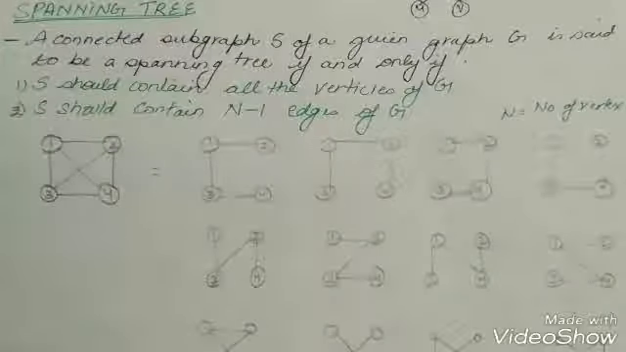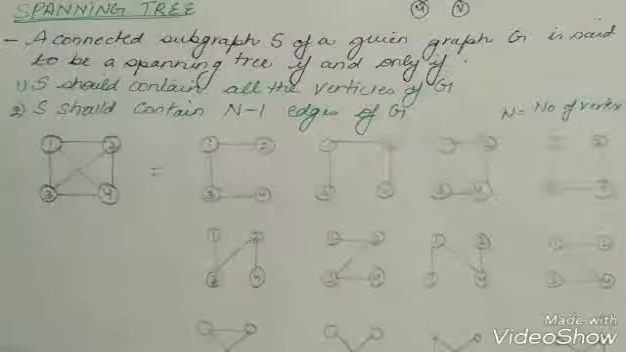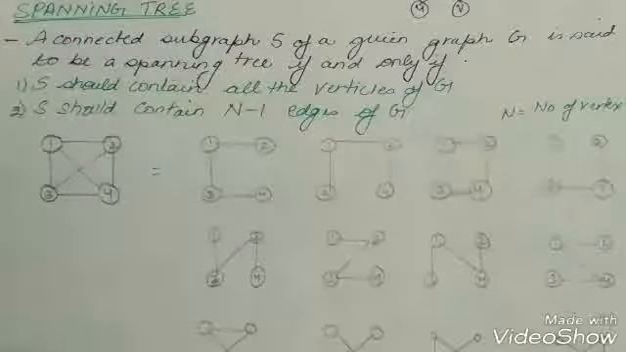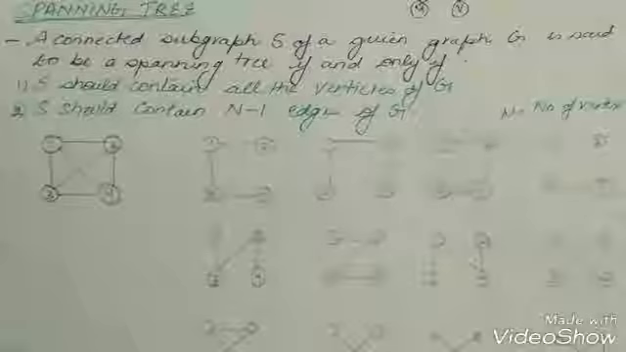So what do we mean by a spanning tree? A connected subgraph S of a given graph G is said to be a spanning tree if and only if S contains all the vertices of G and S contains n-1 edges of G. So what do we mean by this?